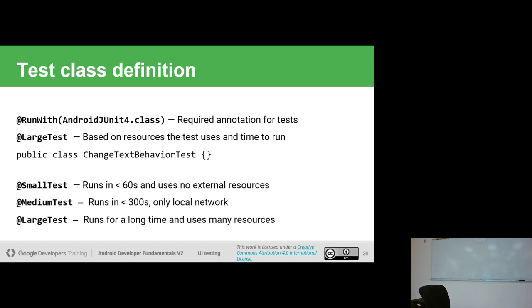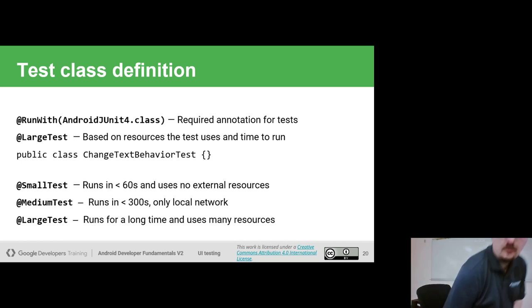The reason we do that is that the test runner can group these together and say, well, I'll run all the small tests, then the medium tests, and then the large tests, so you can get a quicker read on where your application is, as well as account for interdependencies between those tests.